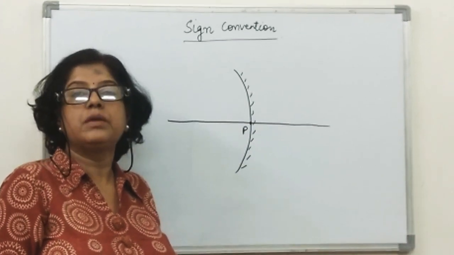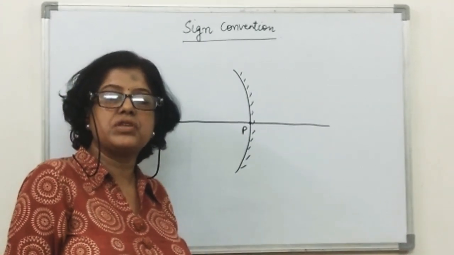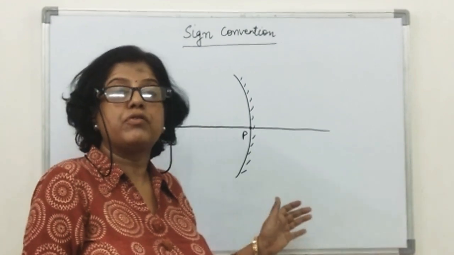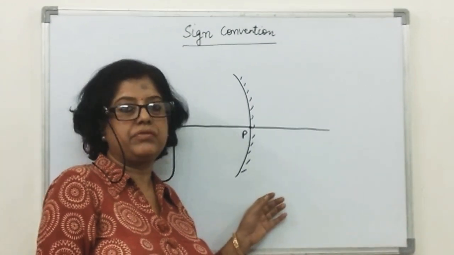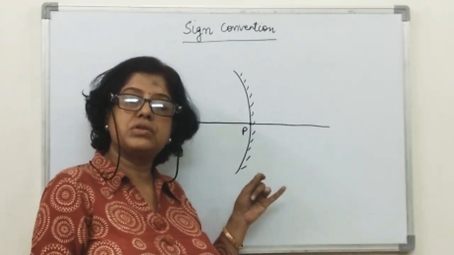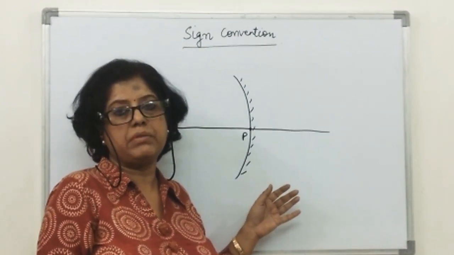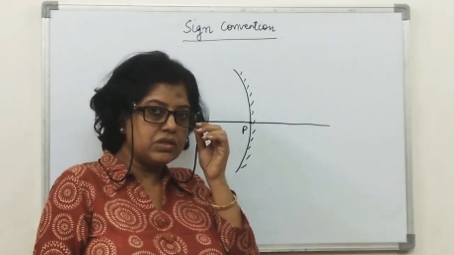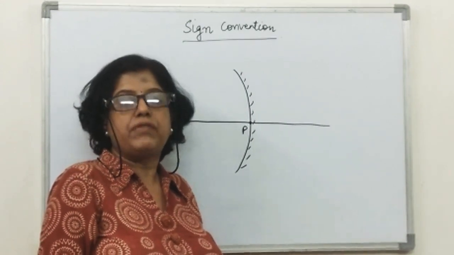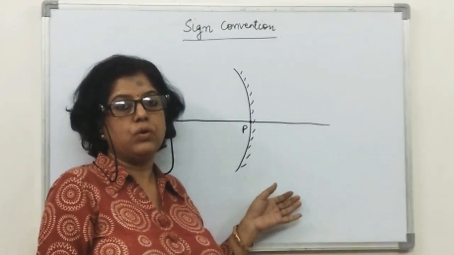Today we are going to learn about mirror formula, magnification and sign conventions. Before we talk about mirror formula and magnification, let's talk about the sign conventions which we will be using while we use the mirror formula and magnification. Now, sign conventions that we follow for reflection by spherical mirrors are as follows.